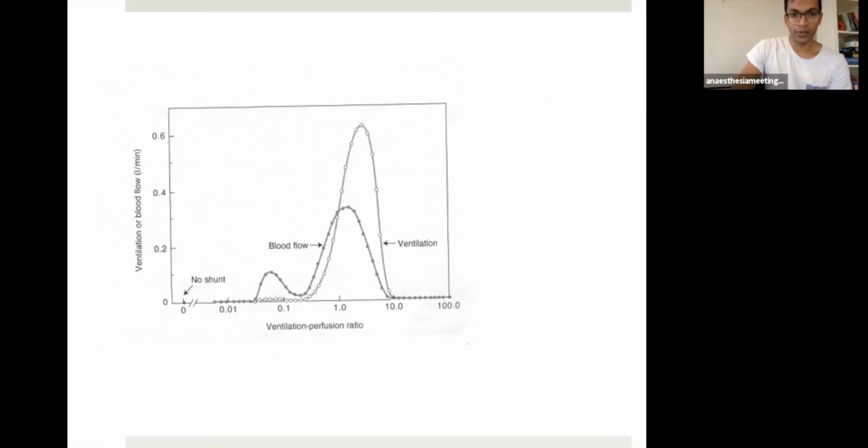Okay, so this goes on to show the distribution of VQ ratios in a patient with chronic bronchitis and emphysema. Andrew, can you describe what's going on here? Andrew Tellman. Can you hear me? Yeah, go for it.